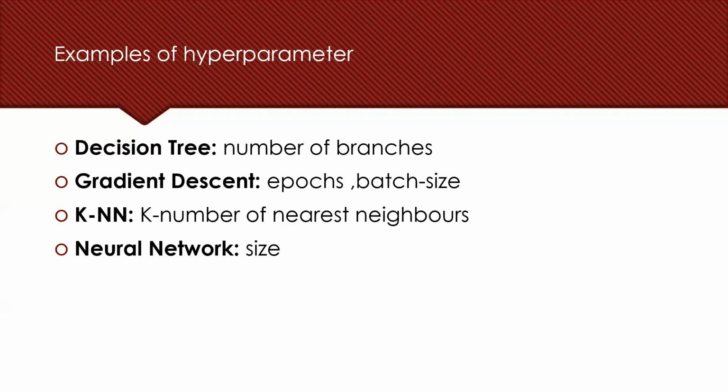Now in KNN, it's very obvious that K should be the hyperparameter, because, like I said, if you're close, that implies that you are in a cluster, you are related. So K should be the hyperparameter. And in a neural network, the size, the number of layers, the number of perceptrons are the hyperparameters.